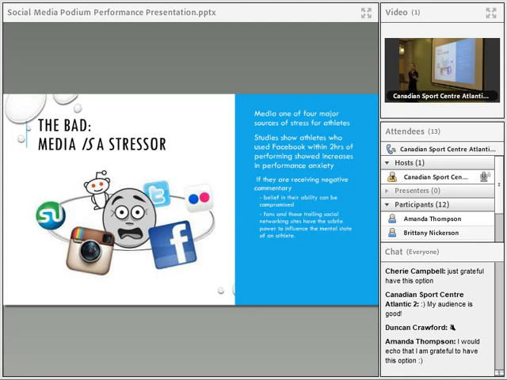So the reason why they're saying that it affects performance anxiety or increases performance anxiety is because it shifts our focus from internal to external and the opinions of others, and our self-efficacy and our belief in our ability can be affected.